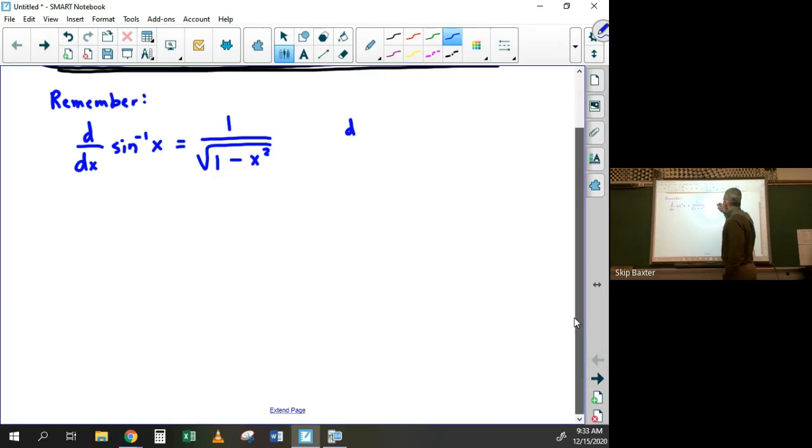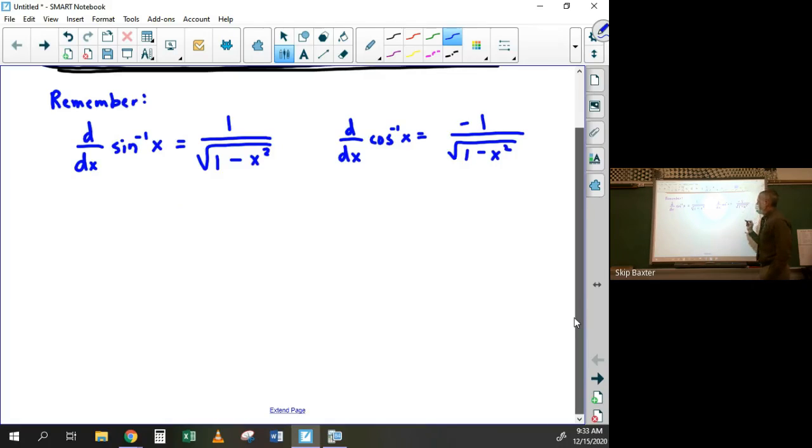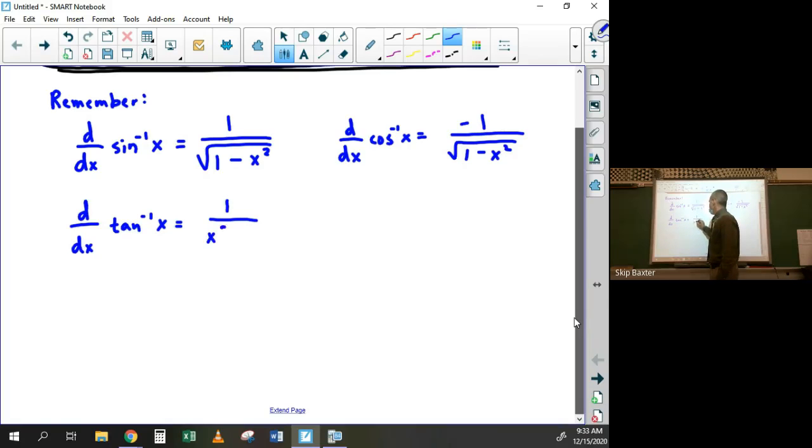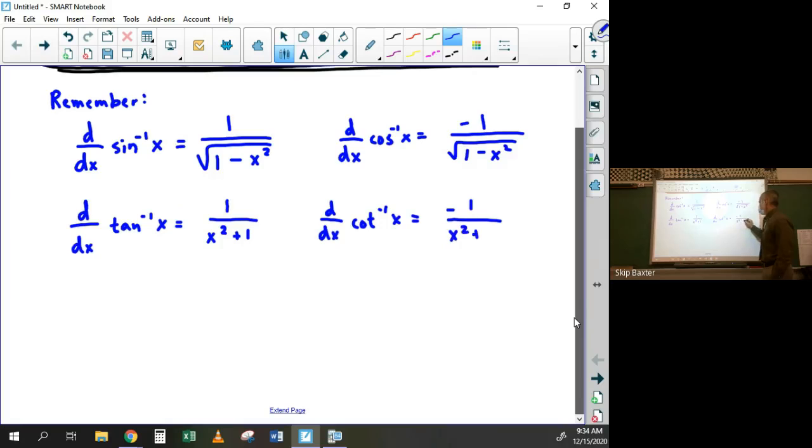And then there was the derivative of cosine inverse, which is just -1 over the square root of 1 minus x squared. Right? And then the derivative of inverse tangent. What's that one? 1 over x squared plus 1. Yeah, good job. The derivative of cotangent inverse x is -1 over x squared plus 1.